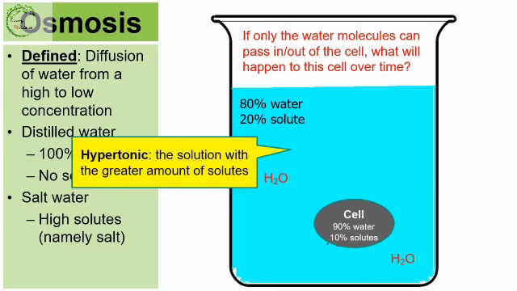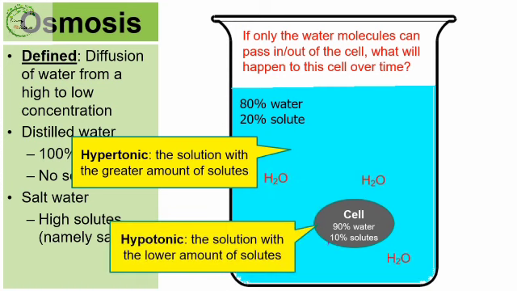Now, the water inside of the beaker in this example is hypertonic. It has a greater amount of solutes. 20% is a greater amount of solutes than 10%. And the solution inside of the cell in this example would be hypotonic. Notice it's reversed from the previous example.